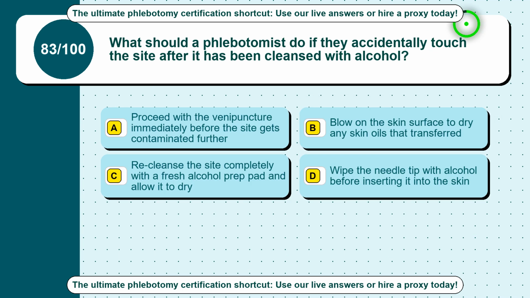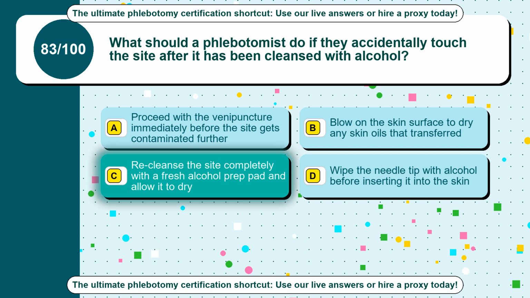Question 83. What should a phlebotomist do if they accidentally touch the site after it has been cleansed with alcohol? Option A, proceed with the venipuncture immediately before the site gets contaminated further. Option B, blow on the skin surface to dry any skin oils that transferred. Option C, re-cleanse the site completely with a fresh alcohol prep pad and allow it to dry. Option D, wipe the needle tip with alcohol before inserting it into the skin.